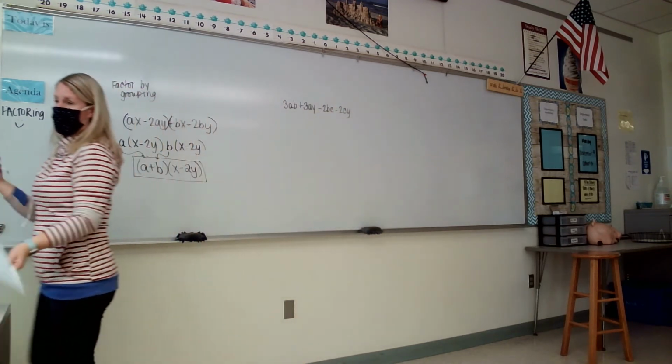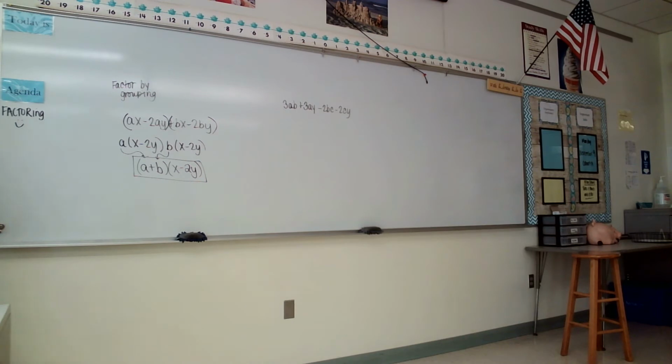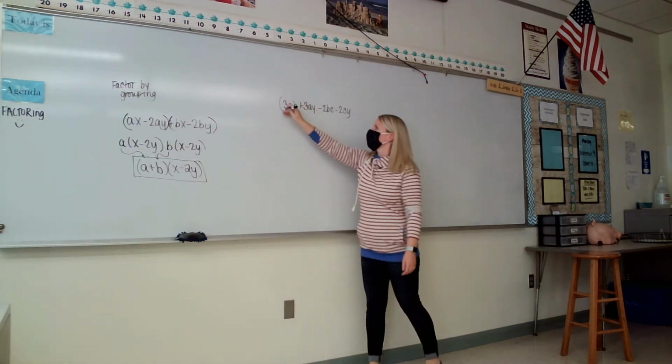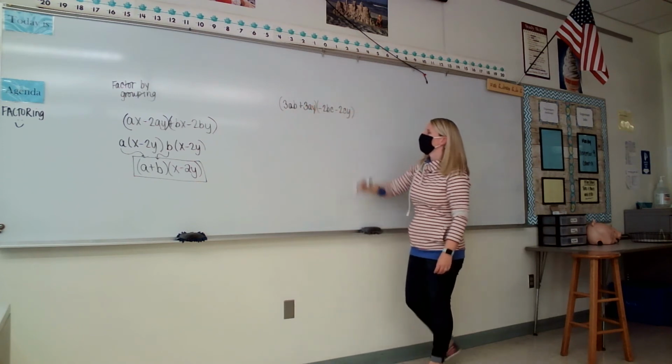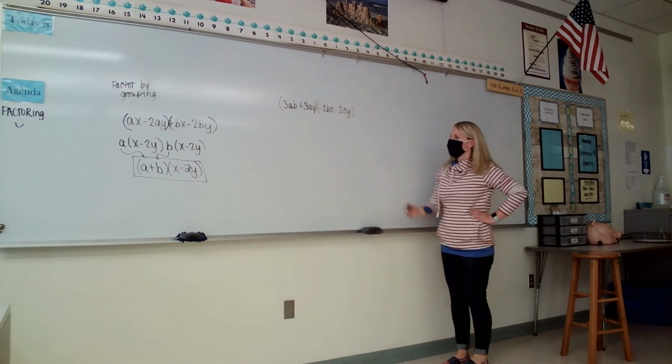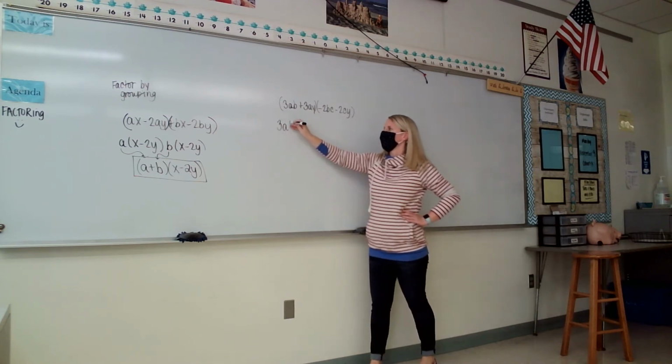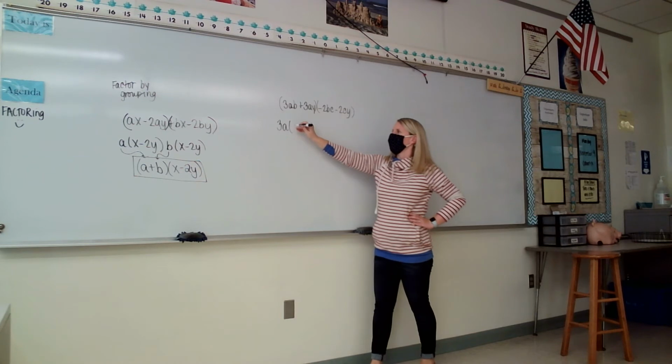So once again, 4 terms, that's kind of the hint that it's factor by grouping. Once I see that, I'm going to make my 2 groups. So group 1, group 2. I'm going to take the GCF out of each. This first group has a GCF of 3A, so 2 things in common. I'll be left with B plus Y.